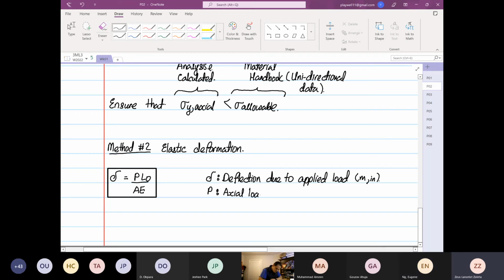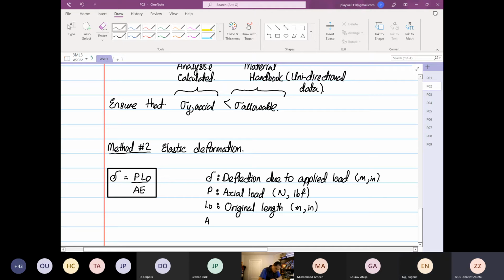Load. Because we're in Canada, it can be Newton or pound force. And then L0 is the original length. It can be meter or inches.